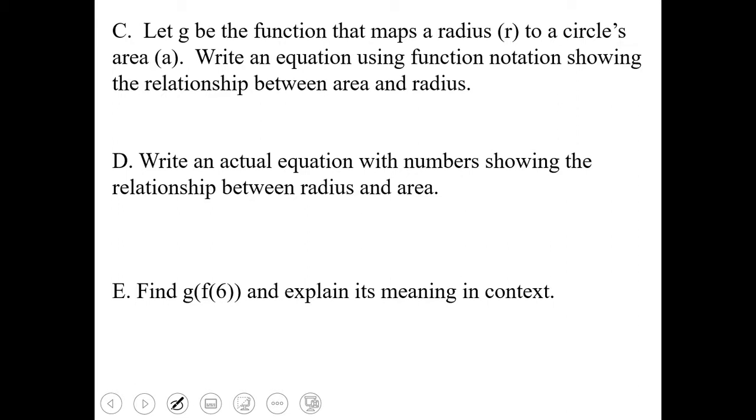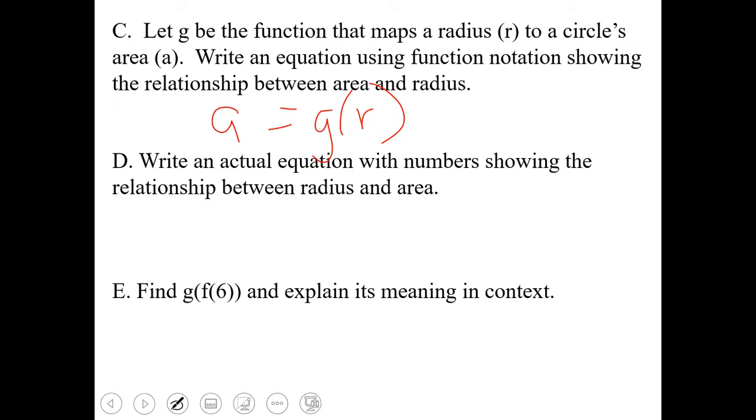Similarly, continuation of that problem, look at part C. The g function is a function that maps a radius to a circle's area. You're going to go ahead and write me a general equation, function g, using those variables. So this is the g function, and you're starting with the radius, and you're going to turn that into an area. So area is a function of the radius.